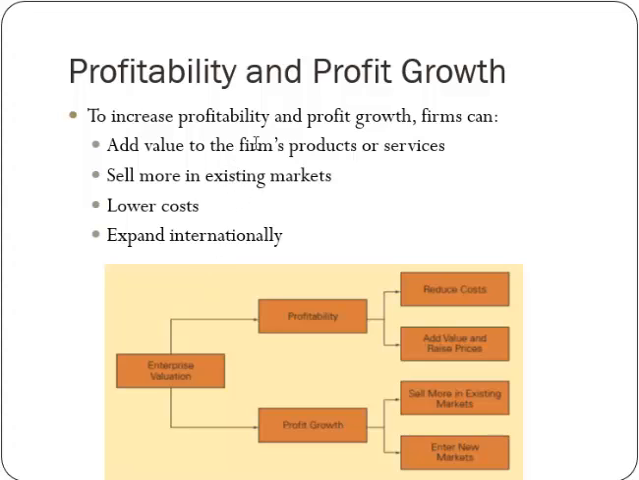There are various ways to increase each one. You can add value to the firm's products or services to try to increase both profitability and profit growth. You can lower costs, you can sell more, sell in new markets, and you can expand internationally. Profitability, which is the raw profit you make, can be increased by reducing your costs and by adding value, raising your prices. If you can get people to buy them, that certainly increases your profitability. Profit growth, increasing the amount of profit that you make on a year-to-year basis, could be done by entering new markets or by selling more in your existing markets.